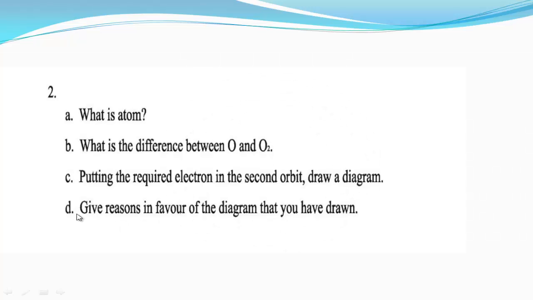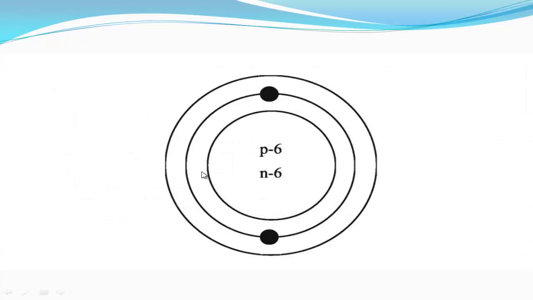Now give reasons in favor of the diagram that you have drawn. That means why you have drawn this figure this way, that is, 2 electrons are present in the first orbit and 4 electrons are present in the second orbit. You have to explain this in the D number question. How can you explain? You have to explain the 2n square formula, which I have discussed in my lecture. According to the 2n square formula, we know that electrons are arranged in different orbits. So according to this formula, the first orbit contains 2 electrons.